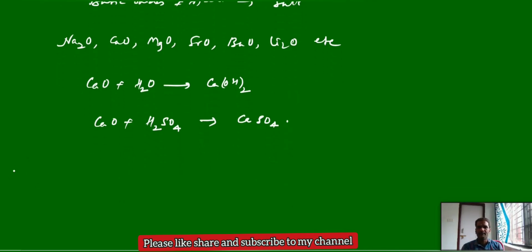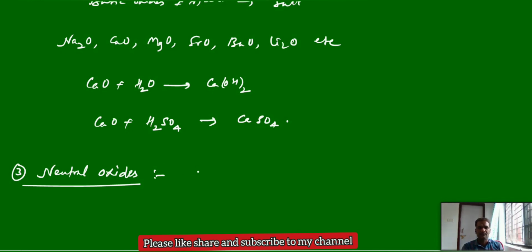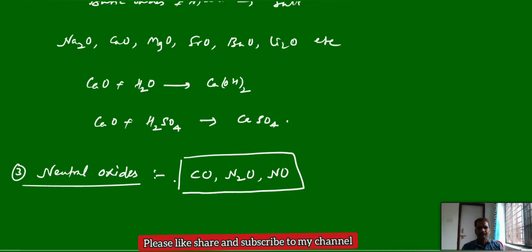Next, the third type, neutral oxides. Mostly we have three neutral oxides. They neither react with acids nor bases, and they are neutral oxides. What are they? Carbon monoxide, nitrous oxide, nitric oxide. You should remember these three, and these three are neutral oxides.